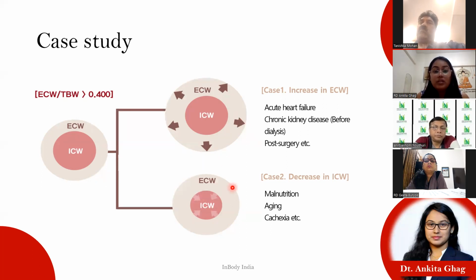But now the cell sizes remain the same, but intracellular water has dropped down. That means there is a muscle breakdown taking place. So that can be because of malnutrition coming into the picture. There is an aging process. There is cachexia. The person is going towards sarcopenia. So that can be understood very clearly when we assess the water levels. So is intracellular water dropping down, or is extracellular water dropping down?